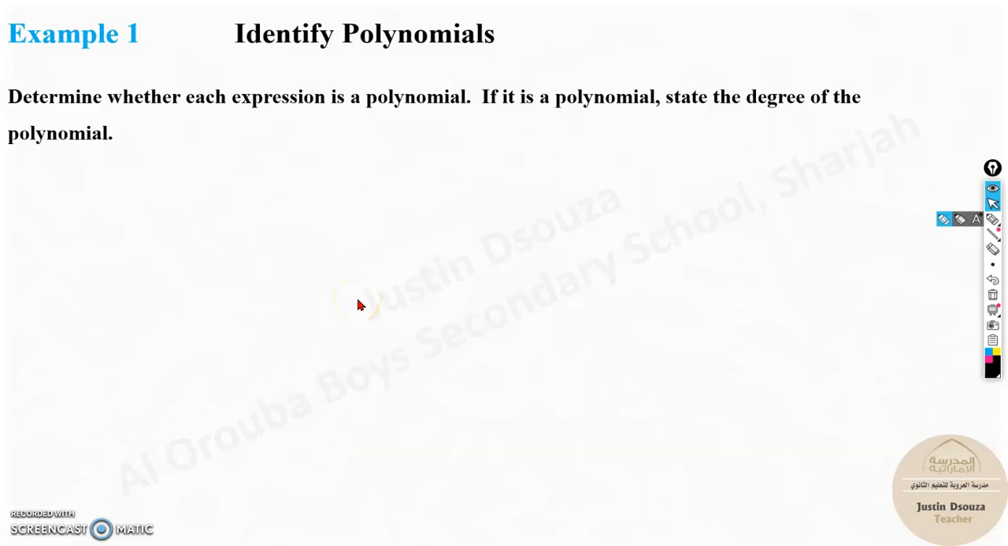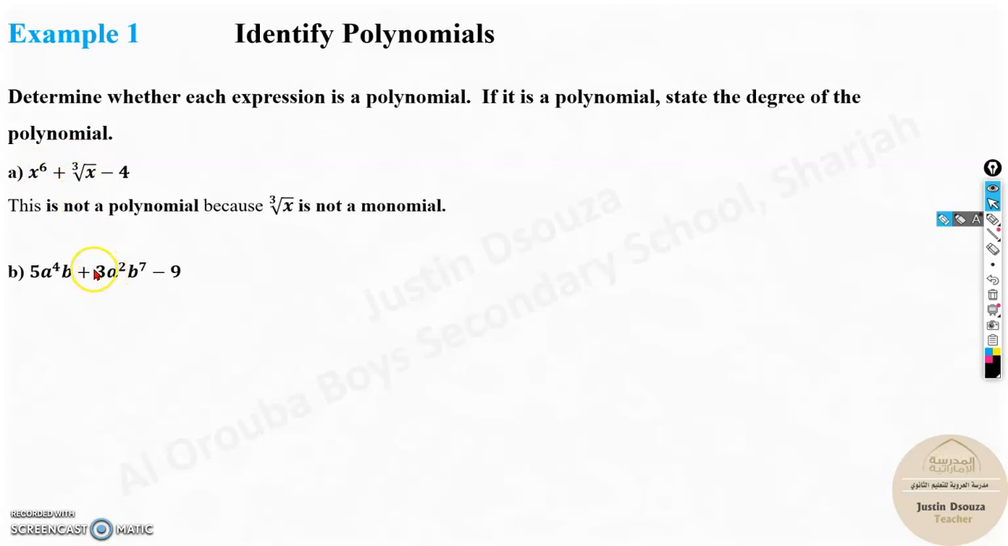Determine whether each expression is a polynomial. If it is a polynomial, state the degree of the polynomial. Now, here we have this term. Look at this. This is a monomial, yes, minus 4. But what about this term over here? It's a cube root function. It is not a polynomial because the cube root of x is not a monomial. The exponent should be 0, 1, 2 or so on. It cannot be a fraction or a root or negative number.